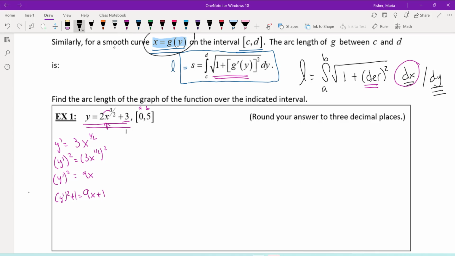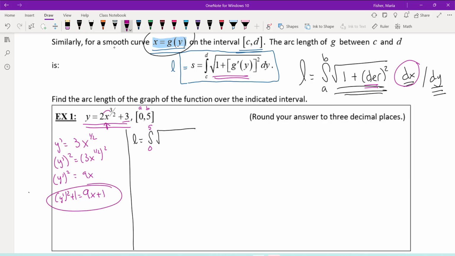Now we're going to put that into our formula. Arc length is equal to the integral from a to b, in this case 0 to 5, of the square root of 1 plus derivative squared. Here's our 1 plus derivative squared, in this case 9x plus 1, and we're integrating with respect to x. The square root function is the same as the 1/2 power, so we're going to rewrite it as the 1/2 power. And then we're going to use a u sub to work this out.